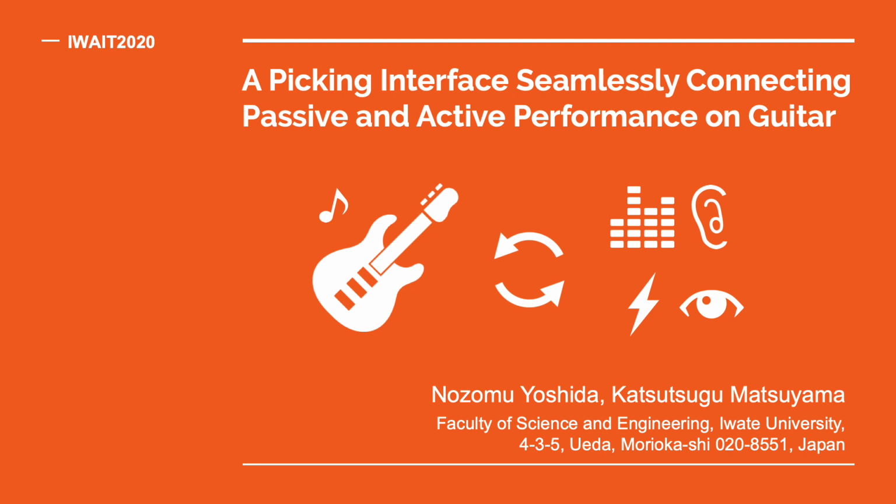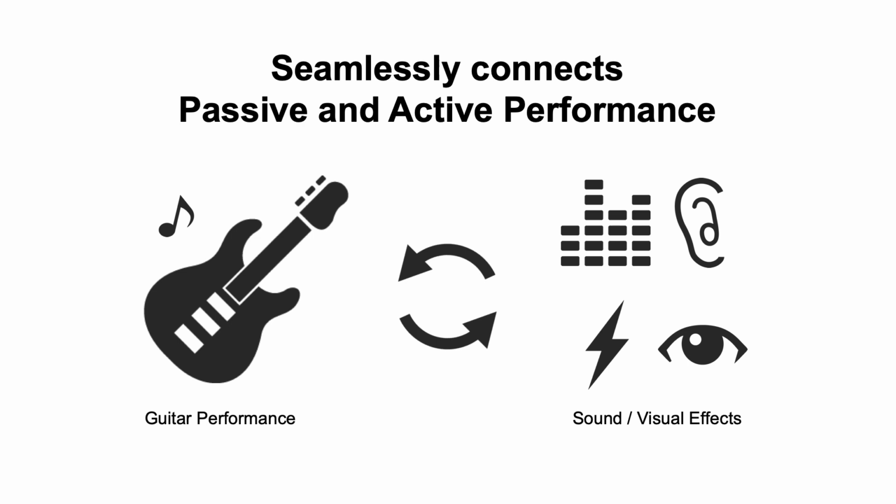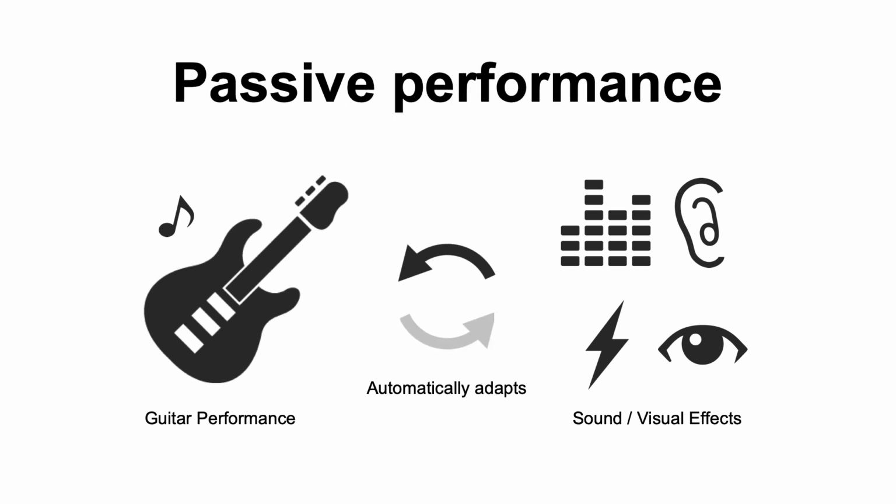A picking interface seamlessly connecting passive and active performance on guitar. We have designed an interface that allows a guitar player to manipulate another channel, such as the manipulation of sound and visual effects. Passive performance refers to a state in which the performer normally plays the guitar, and the interface automatically applies sound and visual effects.